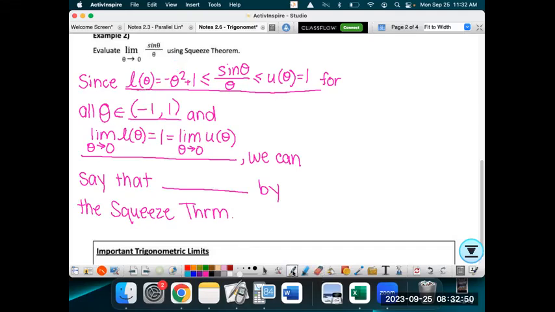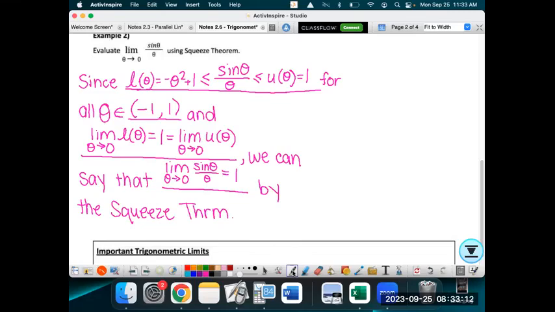Right. So because my function is trapped between L of theta and u of theta, and the limits of them as theta approaches 0 are both the same thing, we can say that the limit of sine of theta over theta as theta approaches 0 is 1 by the squeeze theorem.